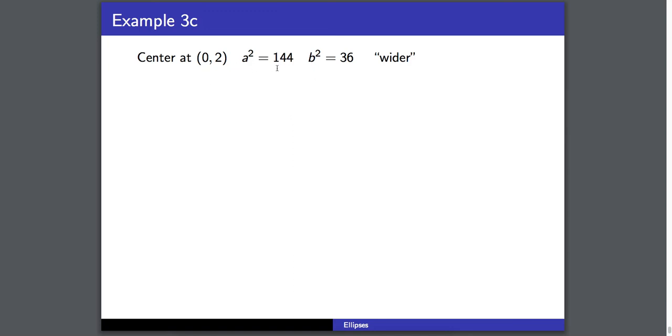Because it's wide, the 144 is going to go below the x. So we have x squared over 144. You can do x minus 0 squared if you like. Plus y minus 2 in parentheses squared over 36 equals 1.